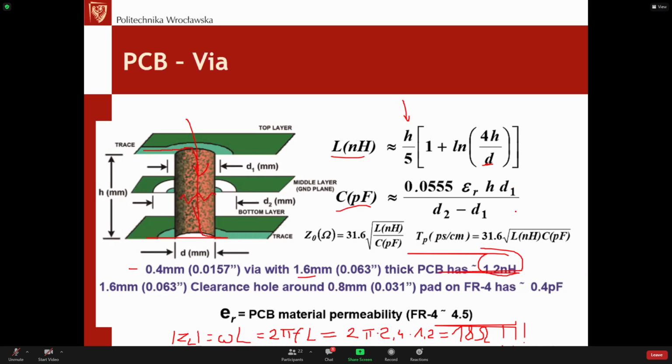Also non-negligible is capacitance, but the capacitance influence is not that high because we've got picofarads. Pico is lower than nano by 3 orders of magnitude. Therefore, the capacitance of the via is, from a practical point of view, not that important. But the inductance, as you can see, definitely matters.